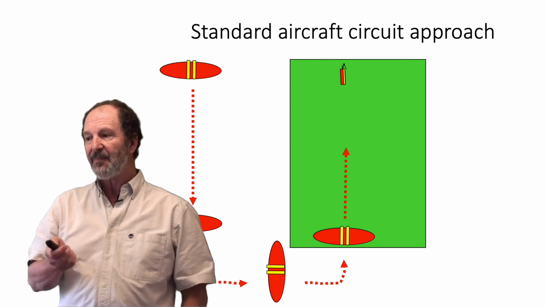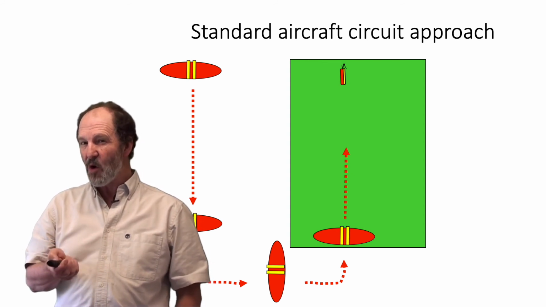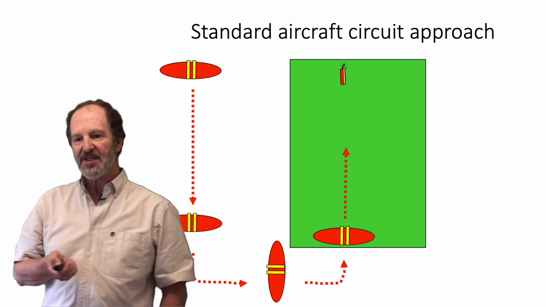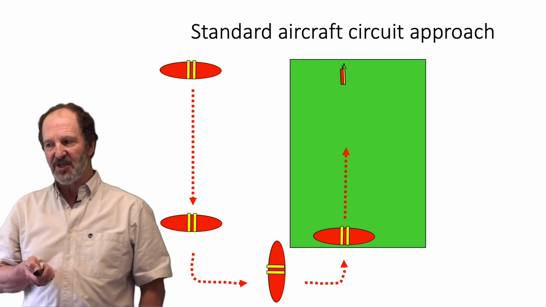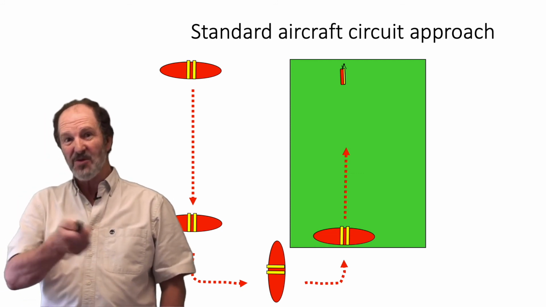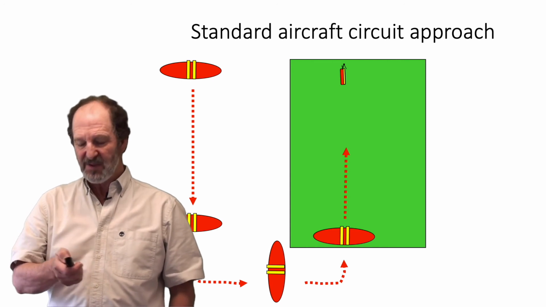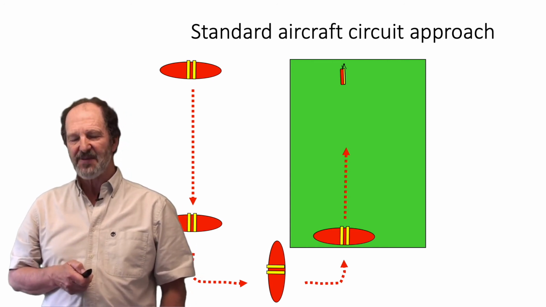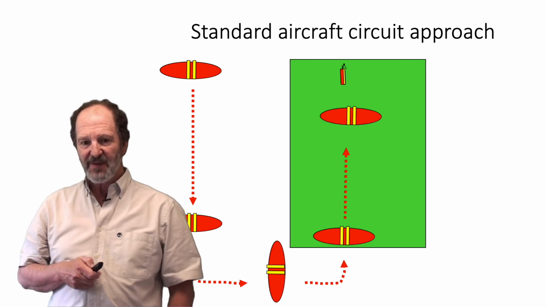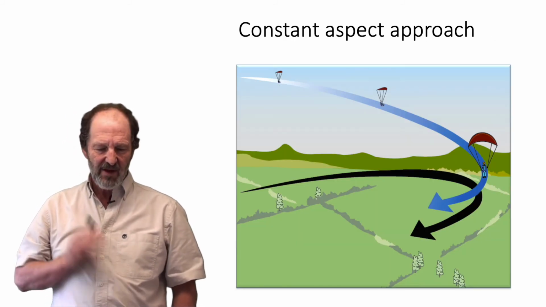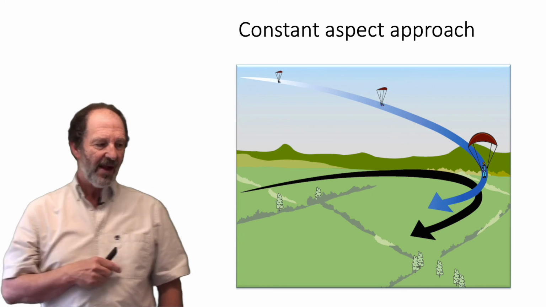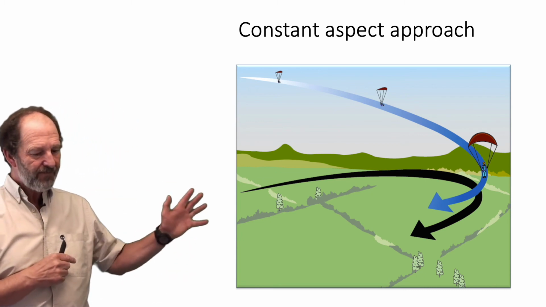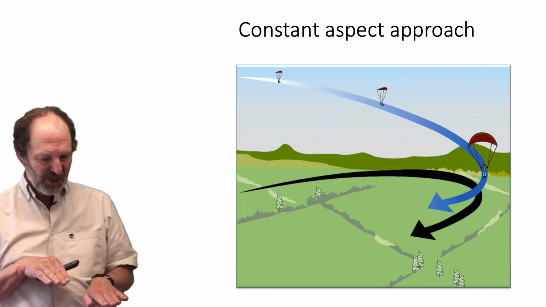Now, that doesn't work all that well for us, because we can't put ourselves in a fixed position. If we get onto finals and we're a bit low to get through the window, we haven't got any power to put on. So we do a slightly different one. We use the constant aspect approach. And the constant aspect approach is the same basic principle. You fly downwind, parallel to your landing direction.